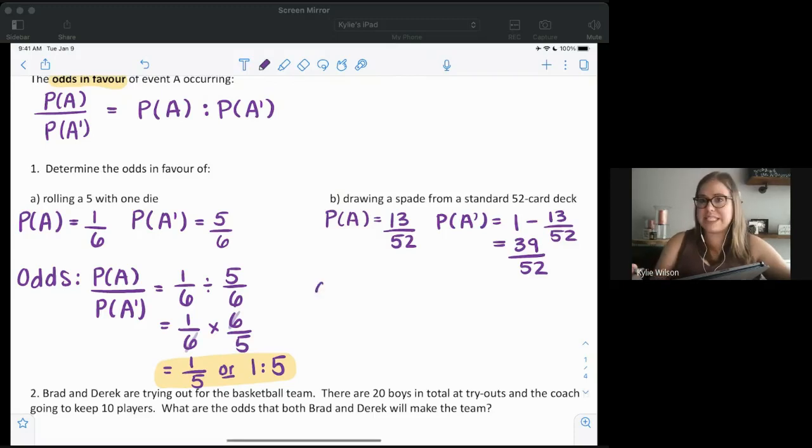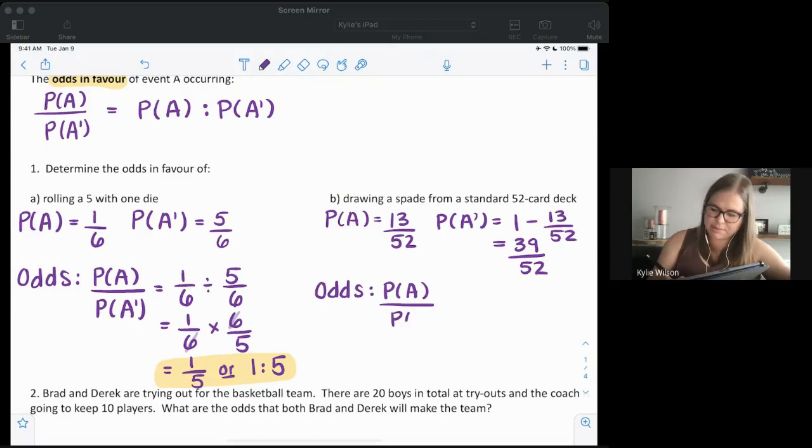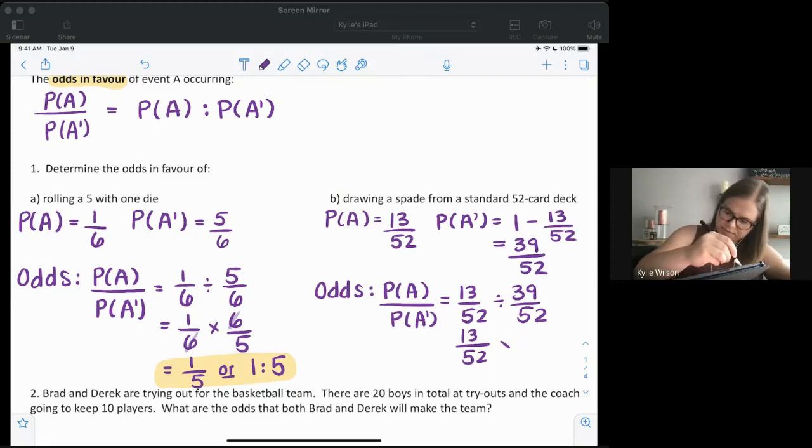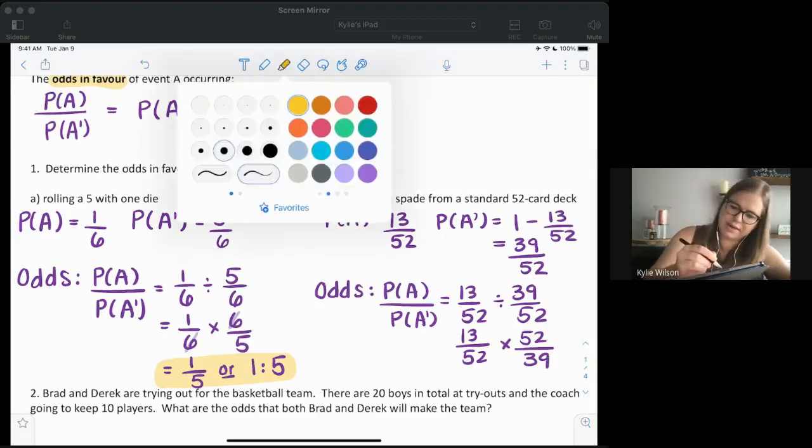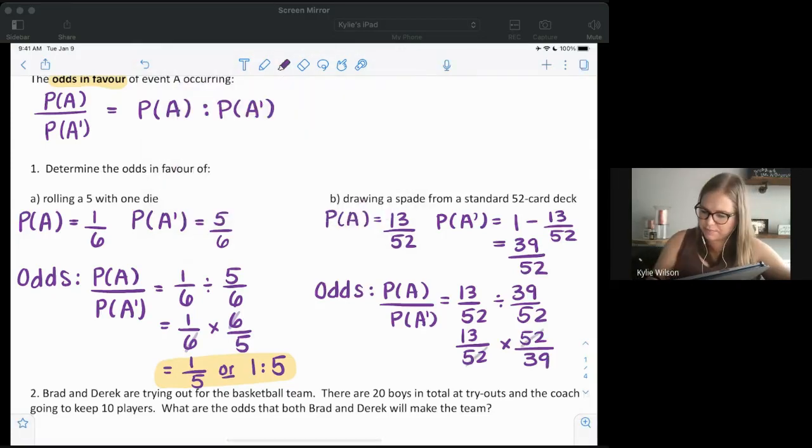So now we find our odds: probability of A divided by probability of A complement. That will be 13 over 52 divided by 39 over 52. So we flip the second one and multiply. Oops, I forgot to flip the second one. There we go. We have some 52s canceling out here. That will give us 13 over 39.